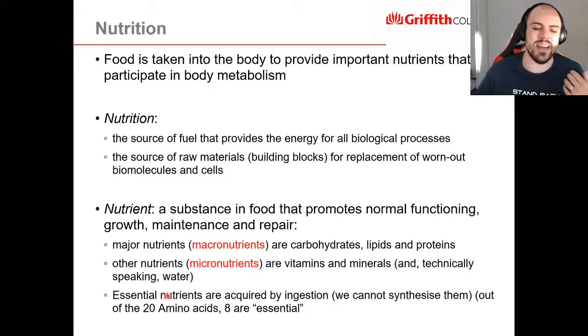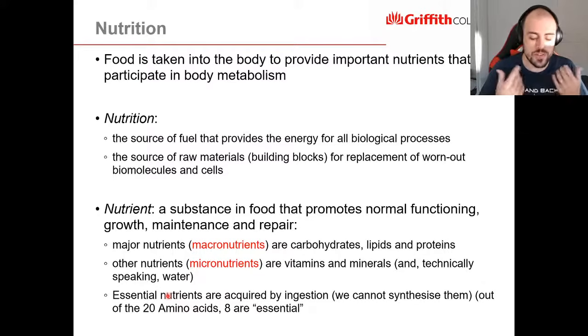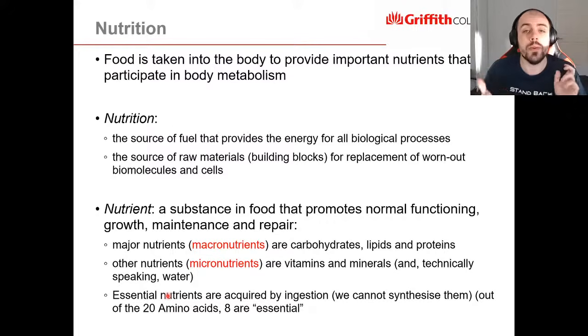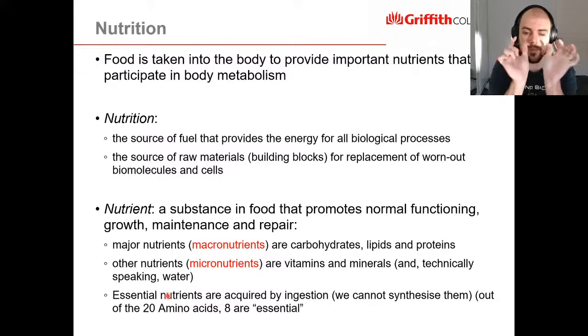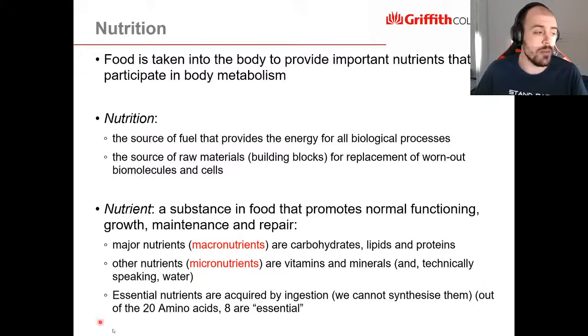Now, we also have our essential nutrients. What that means is our body is incredibly clever. Just for instance, with our proteins, we have 20 common amino acids. If you join these 20 amino acids up in a very specific sequence, that is how we make our proteins. What is really cool is that of those 20, only 8 of them are essential. Now, what do we mean by essential? What that means is that our body cannot do any trickery to make that amino acid.